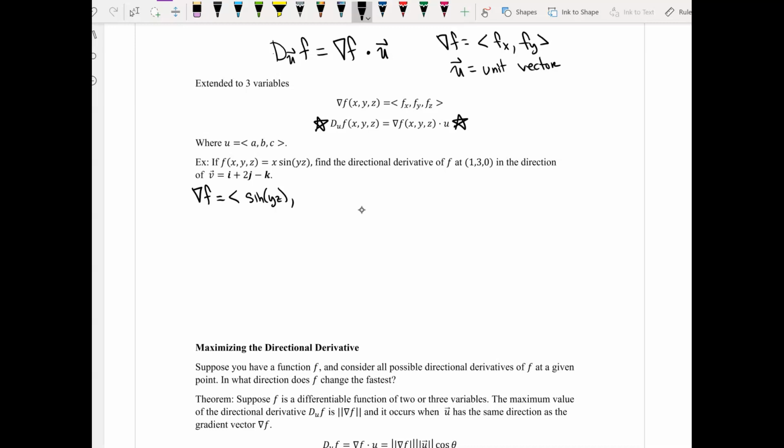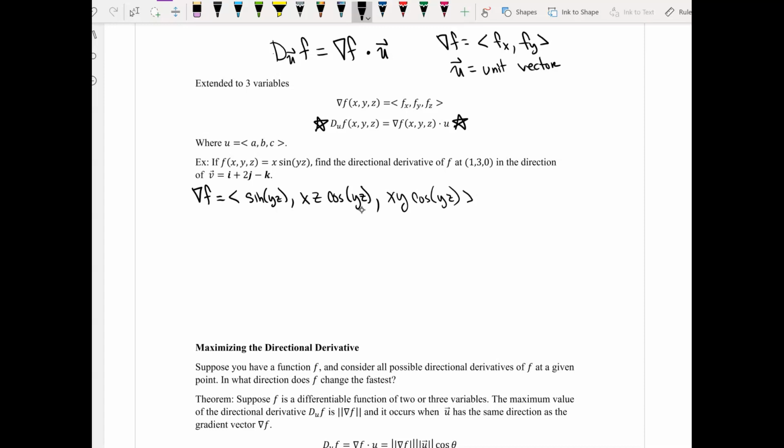The partial derivative with respect to y means you're going to get the x by itself. The derivative of y would just be 1 times z, so that's going to come outside, and you have the cosine of yz. And then the partial derivative with respect to z will bring out the y, so you'll have xy cosine of yz.